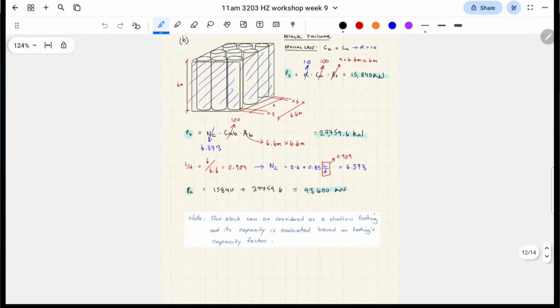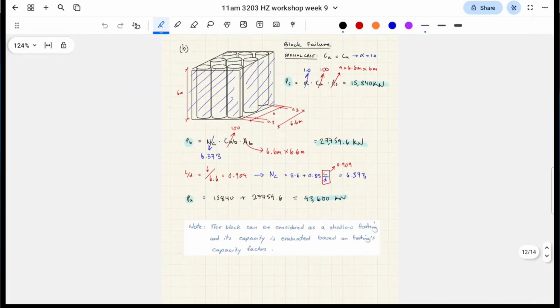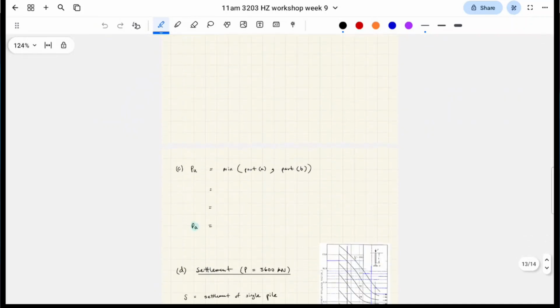Does anyone have any questions? We've got 2 more parts, so part C and part D, and then we're done.